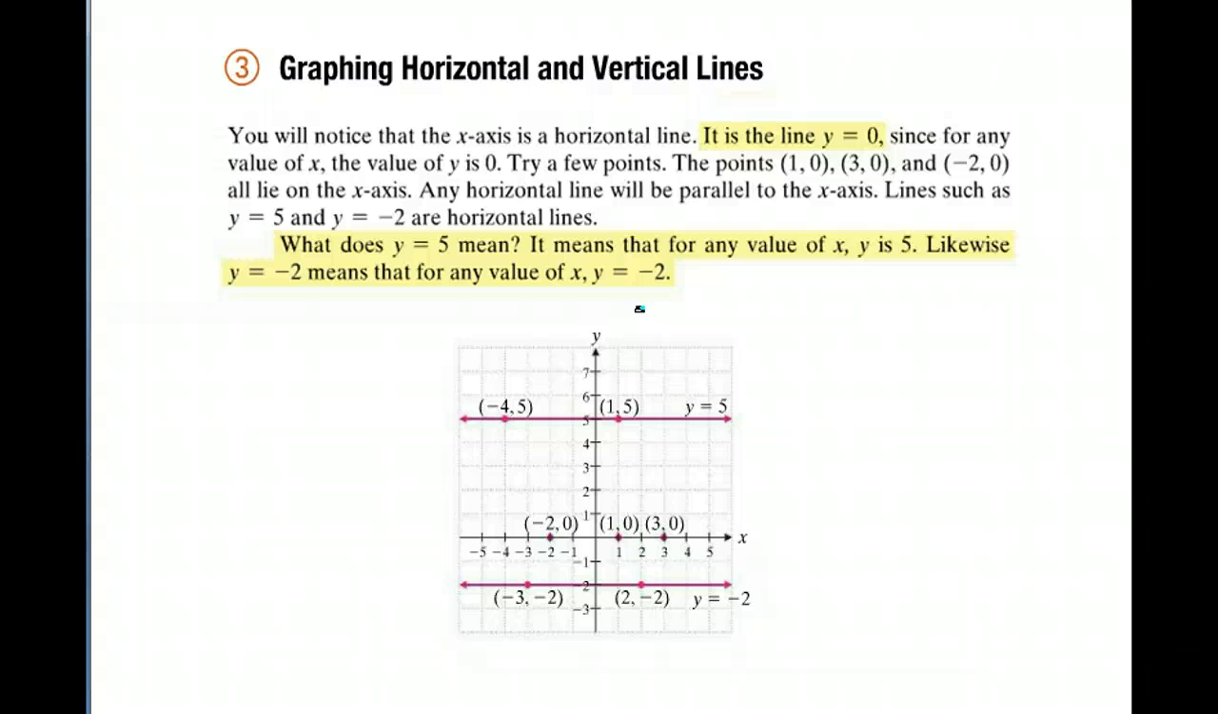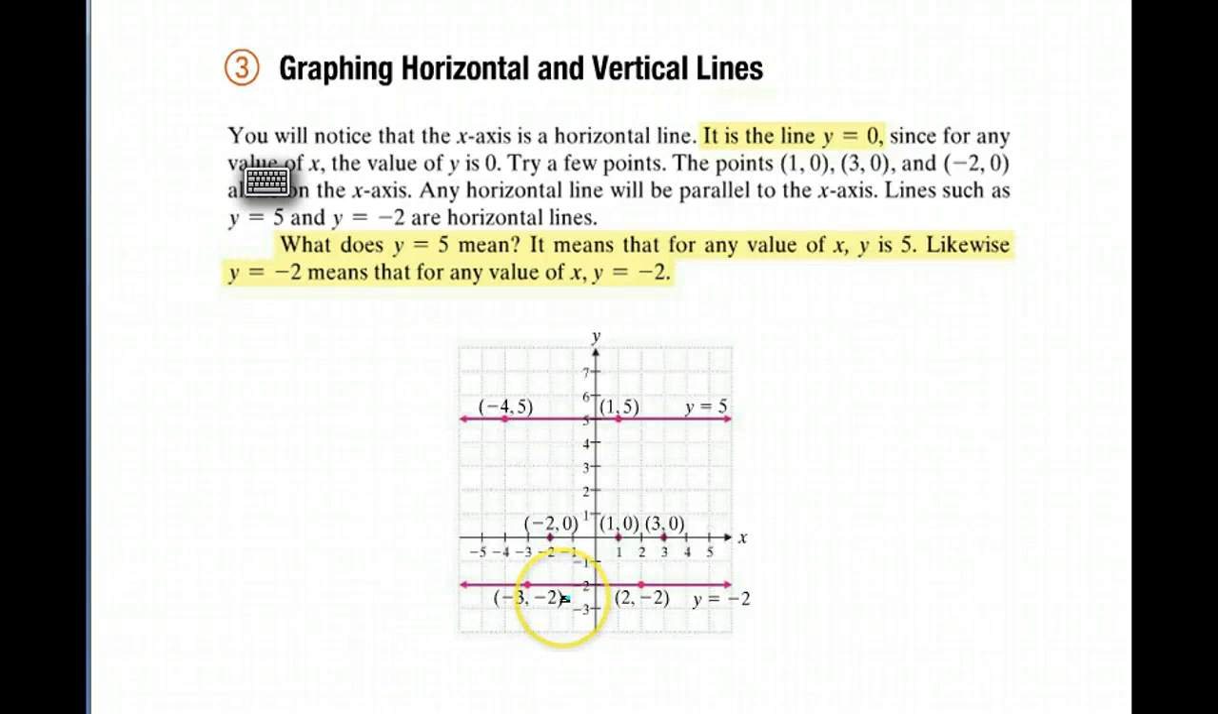Lines such as y equals 5 and y equals negative 2 are all horizontal lines because they're going to cut through the y-axis. What does y equals 5 mean? It means that for any value of x, y is 5. What does y equals negative 2 mean? It means that for any value of x, y is going to equal negative 2.